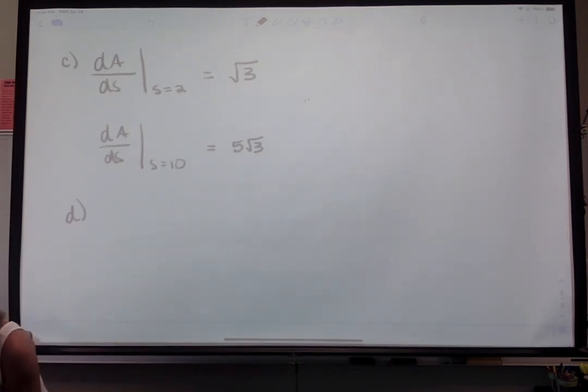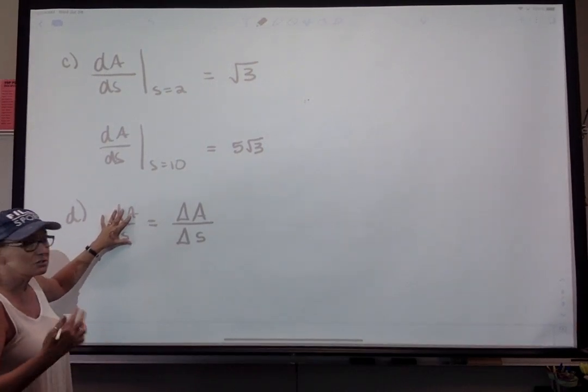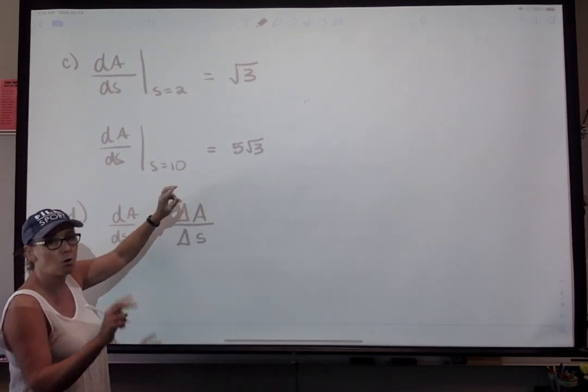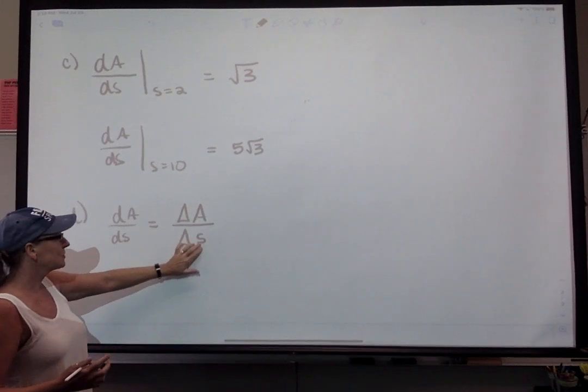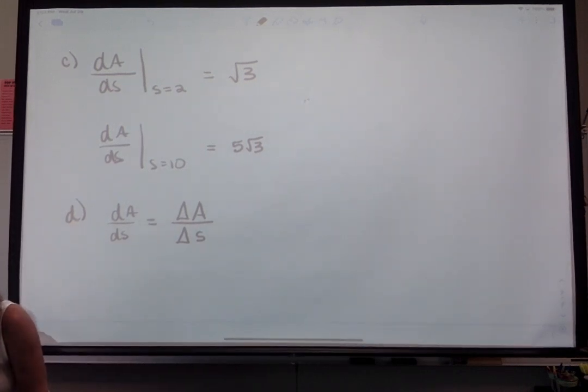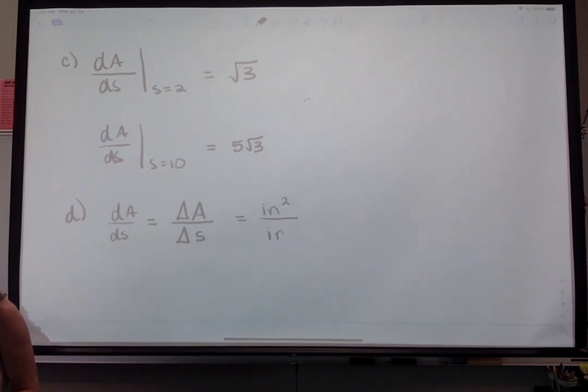And part D. Remember, this just represents the change in area compared to the change in the side length. Remember, the derivative is just slope as those distances get closer and closer together. So it's just the change in y, in this case A, over the change in x, our variable, in this case s. So how's area measured? Well, area is measured in square units. Side length is measured in linear units.